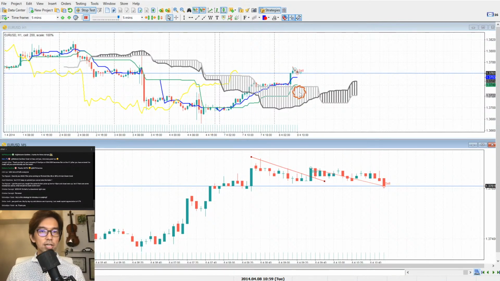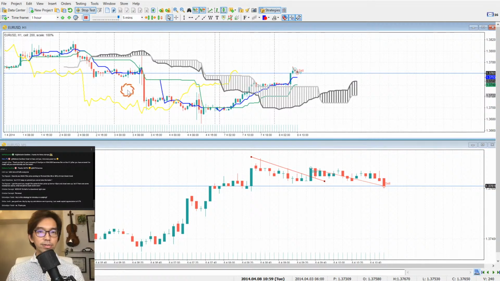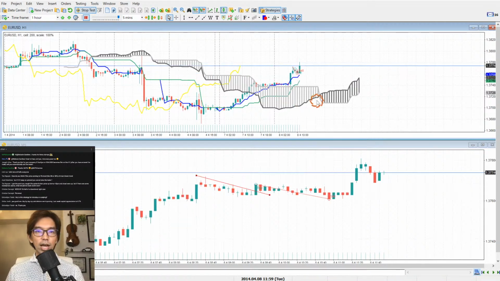So now Kijun Sen is flat in the 1 hour chart. So I will move the candles by 1 now. Okay, so now it's going up and we see a next uptrend. So now we have another counter trend line. There is another counter trend line that we can find, like here.